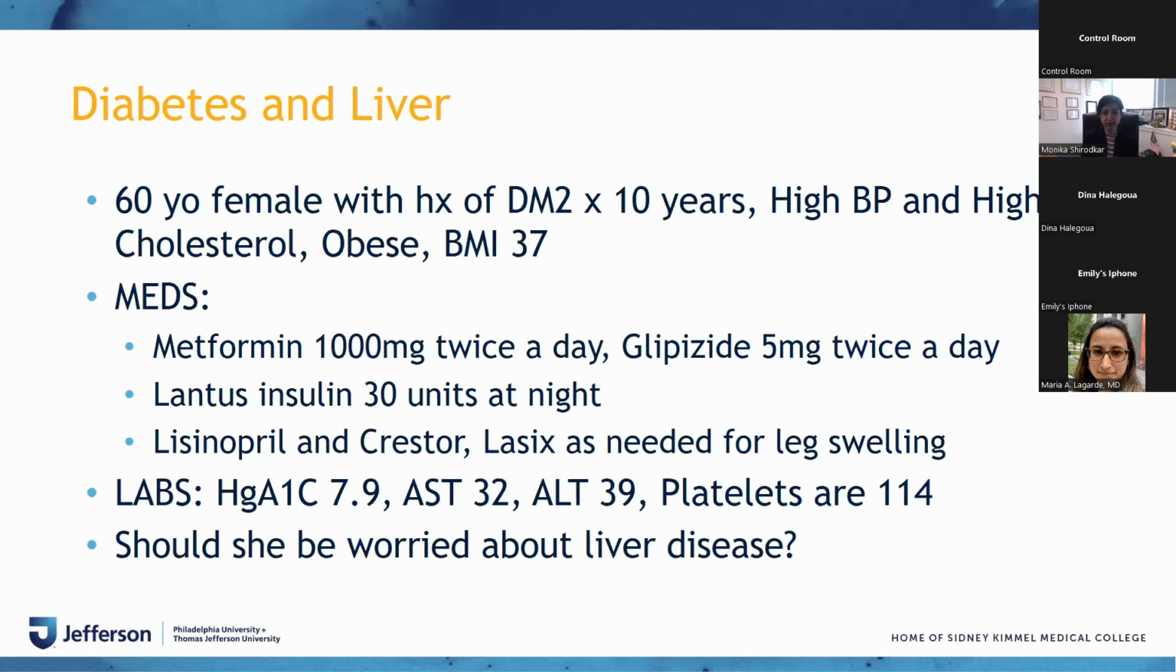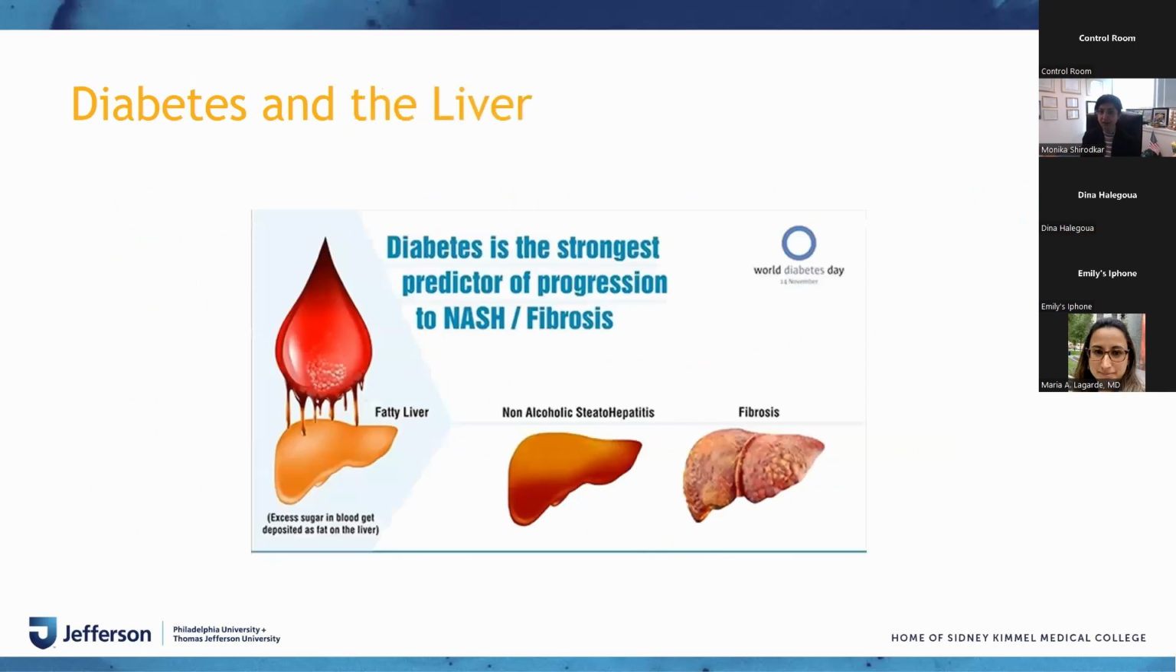Just to look at her labs, her A1C is 7.9, so not at goal. We typically shoot for 6.5 to 7. Her liver tests are in the normal range, but probably on the higher end. And you can see her platelets are a little bit on the low end. So she's here in her endocrinologist office or primary care office, seeing a provider, probably focusing on that A1C that needs to be better. But should this patient also be worried about her liver disease? So based on our conference today, clearly she should be.